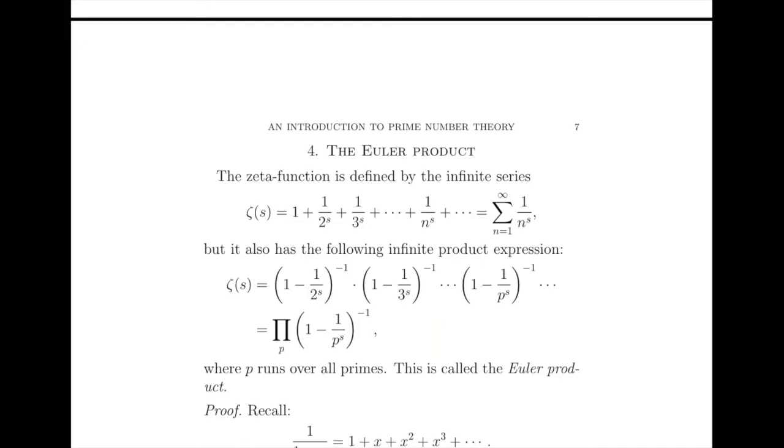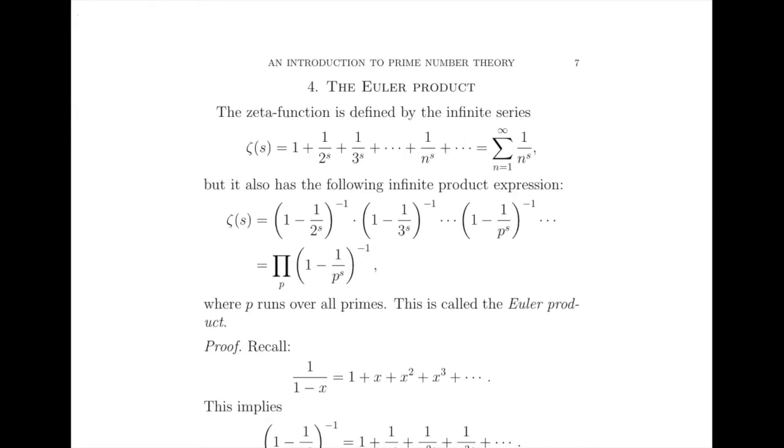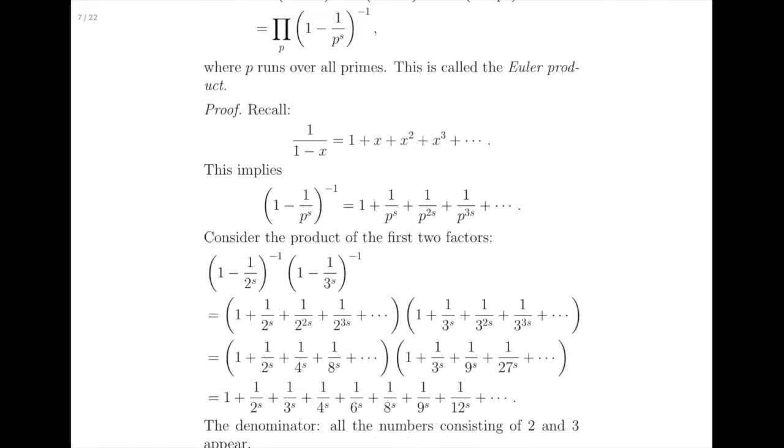So we now have two expressions of the zeta function, the infinite series expression and the infinite product expression. Now it is necessary to show these two expressions are equal. For this purpose, we recall the following well-known infinite series expression, and we put x equal to 1 over p to the s. This is x.